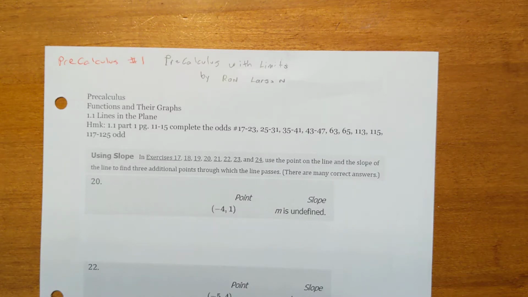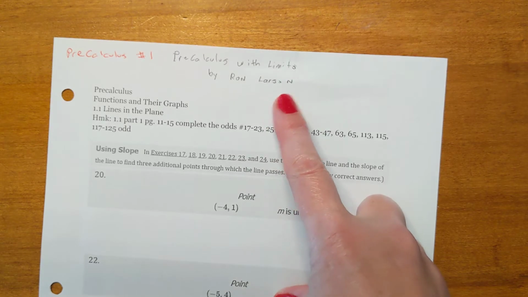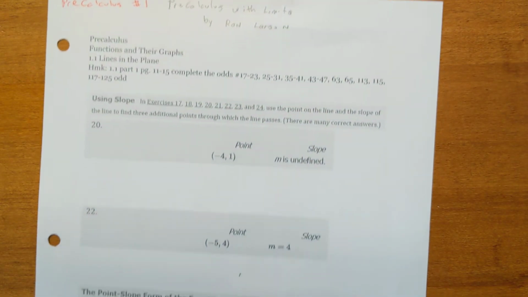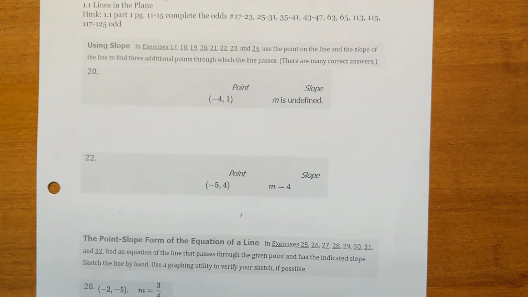This is lesson number 1 for pre-calculus. These lessons follow a book by Ron Larson that's called Pre-Calculus with Limits, right here. Pre-Calculus with Limits by Ron Larson. Okay, the first one here we're doing using slope.